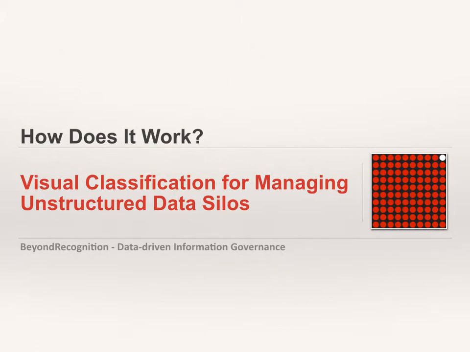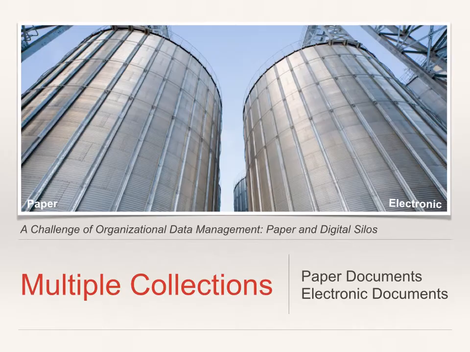Information is the lifeblood of any modern organization. Without readily accessible information, an organization cannot respond to competitive threats and opportunities. But many organizations have multiple document collections, each with varying levels of searchability and no common retention policies. This is especially true of paper and electronic collections.